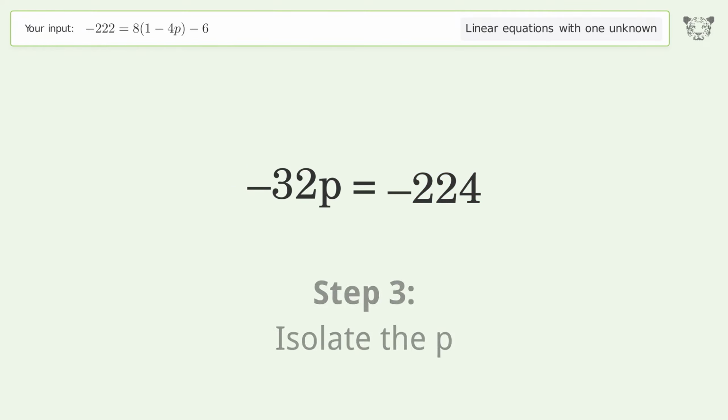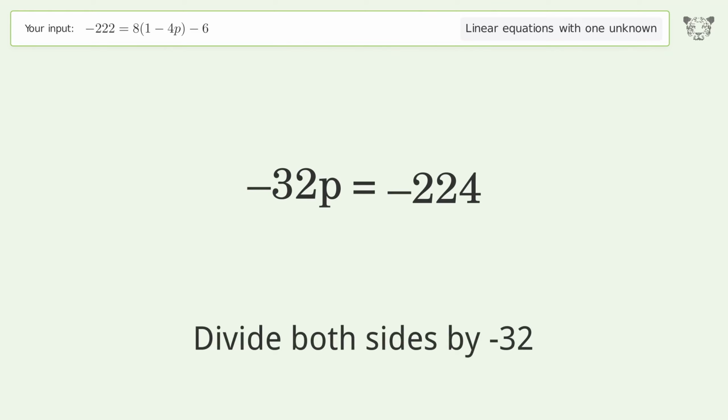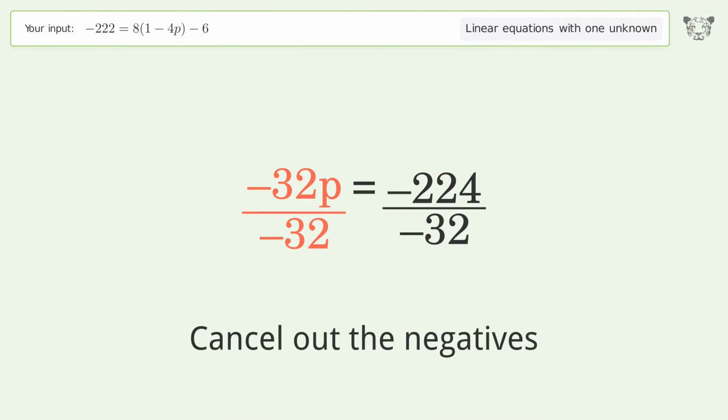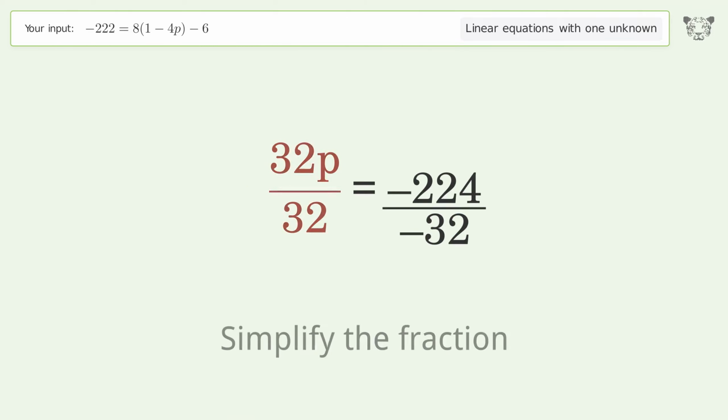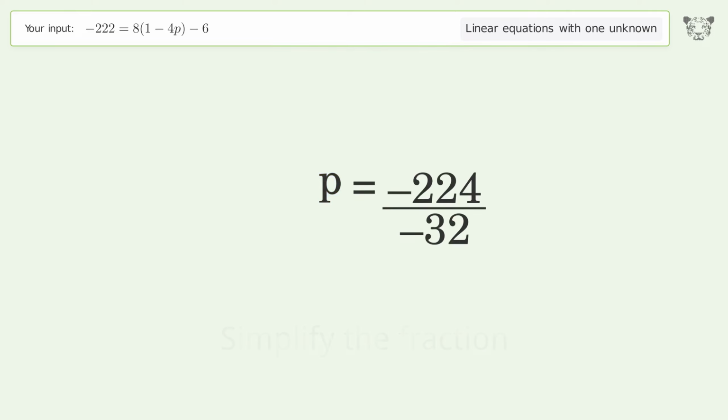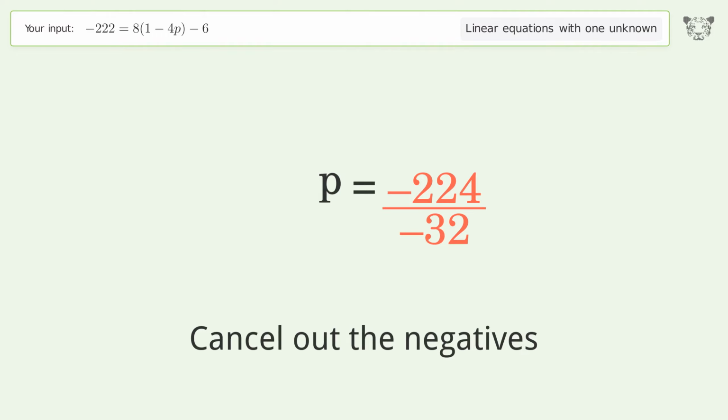Isolate the p. Divide both sides by -32. Cancel out the negatives. Simplify the fraction. Cancel out the negatives.